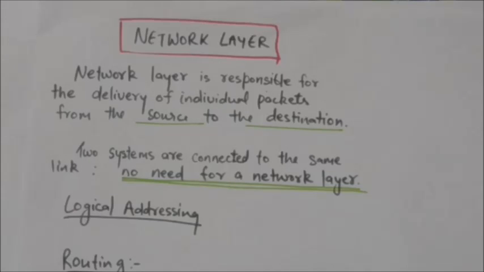Now, what happens in the data link layer? The communication at the data link layer occurs between two adjacent nodes, right? So the network layer ensures the delivery of each packet from its point of origin to final destination. If two systems are connected to the same link, then usually there is no need for a network layer, right?